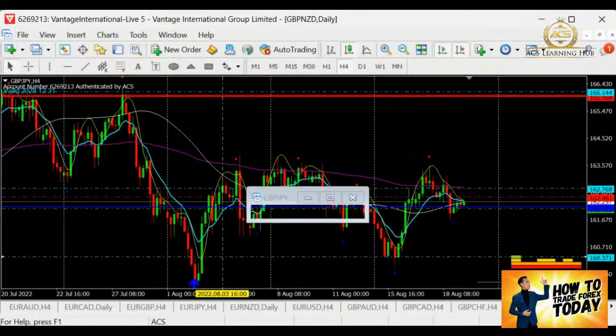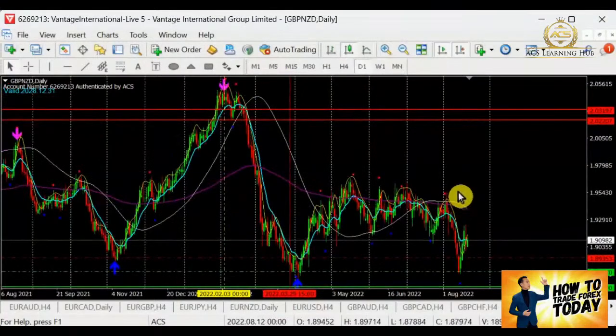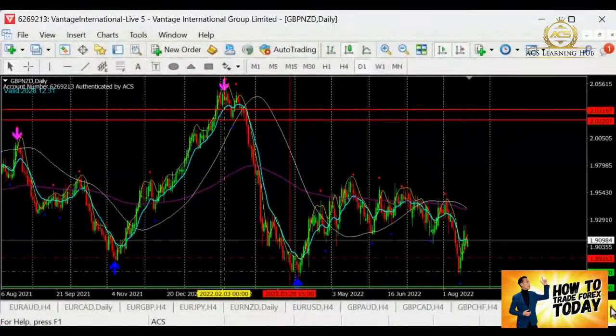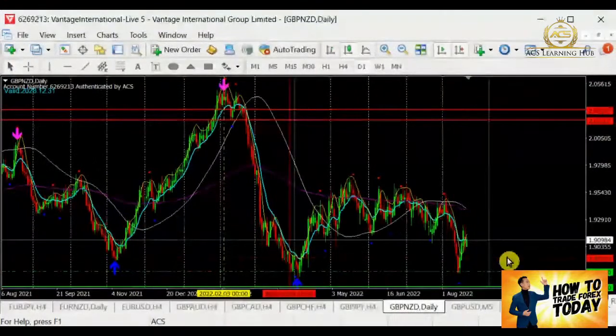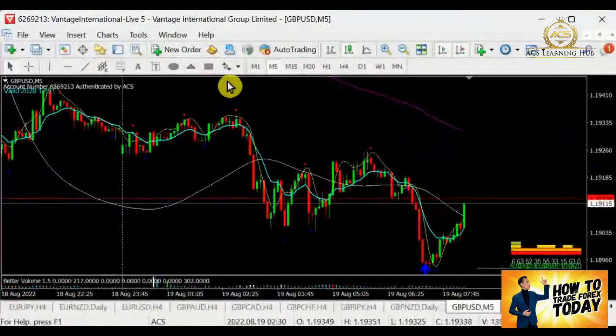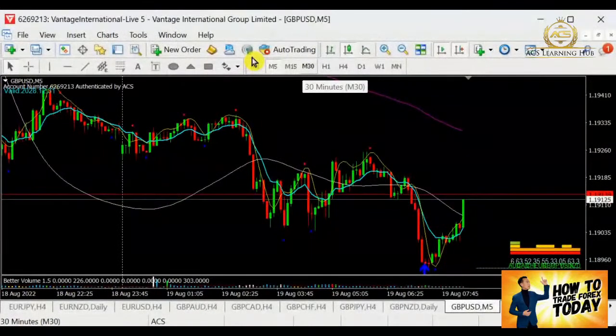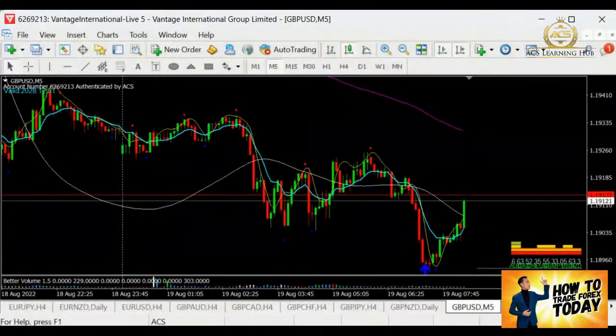Now pound kiwi. Pound kiwi right now is proceeding to the bull, heading to the north, so definitely not for me. How about pound dollar? Pound dollar is also good. Pound dollar is also running good.